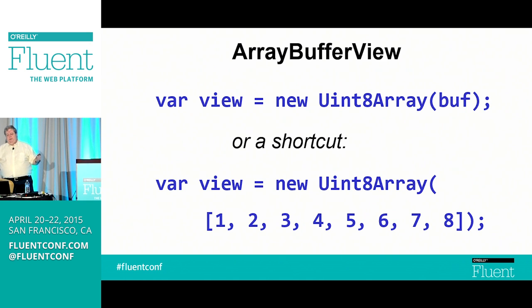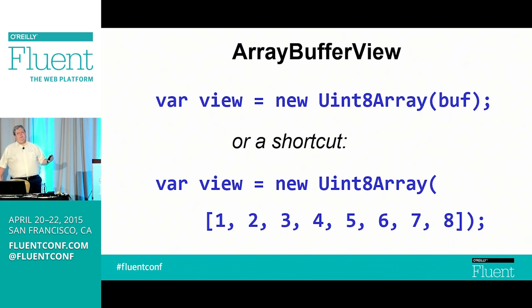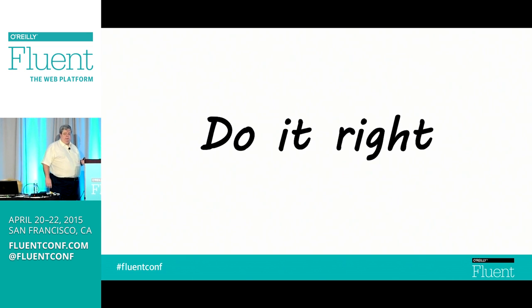So if I create a new view variable with the uint8 array constructor passing it the buffer, I get another variable that points to the same memory as the buffer, but now I can address each individual byte of it and change each individual byte. There is a shortcut. I don't have to create a buffer first. I can call this constructor and give it a traditional JavaScript array of simple values, and it'll build an array buffer view with those values filled in. Well, that was the only background I really needed to do this.